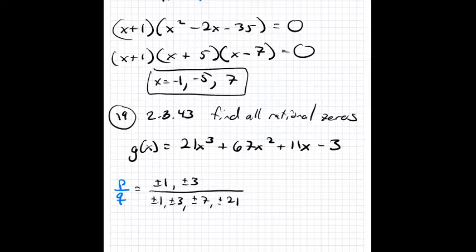So then the list we generate, if we do everything on top divided by 1, we get this. If we divide by 3, the only thing that's new is the 1/3, because 3 divided by 3 is 1, and we don't write it a second time. If we do everything divided by 7, plus or minus 1/7, plus or minus 3/7. And then the last one, plus or minus 1/21, plus or minus 3/21.